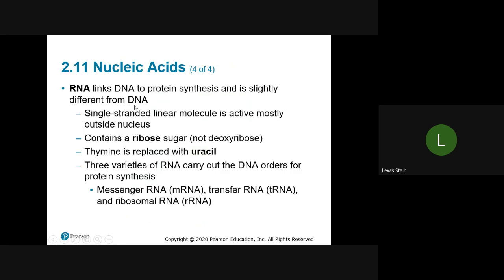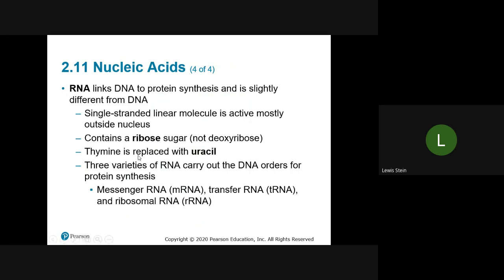So the difference is the sugar. In RNA, the sugar is ribose, and for whatever reason, it does not form that twisted ladder molecule, the so-called right-handed or alpha double helix. It forms a single strand that does most of its activity outside the nucleus. The nucleus has tiny pores in it, called nuclear pores, that are big enough for products to go in and out, but not DNA. DNA is too big to get through the pores.